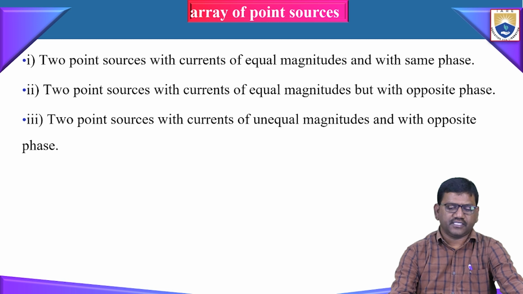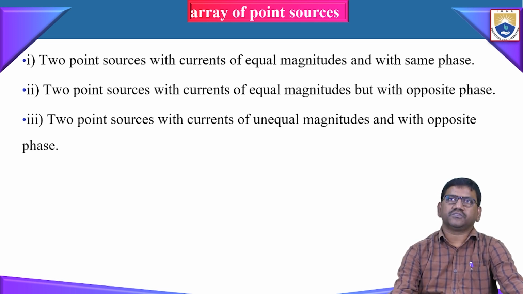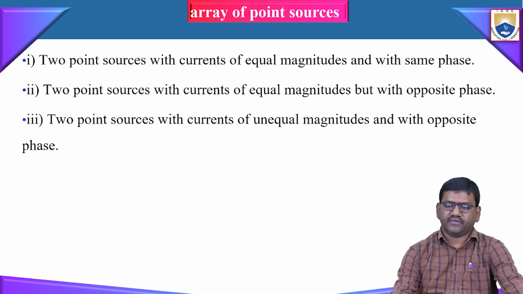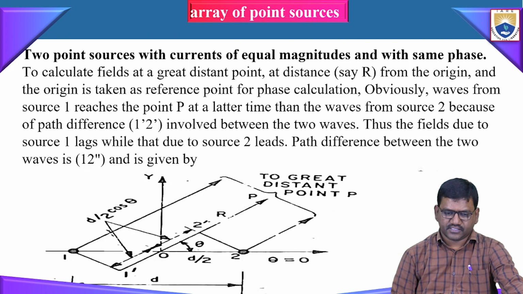So these are the three different cases: 2 point sources with currents of equal magnitude with same phase, 2 point sources with currents of equal magnitude but with opposite phase, and 2 point sources with currents of unequal magnitude and with opposite phase.